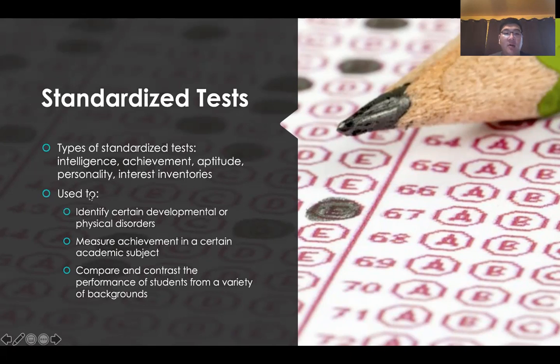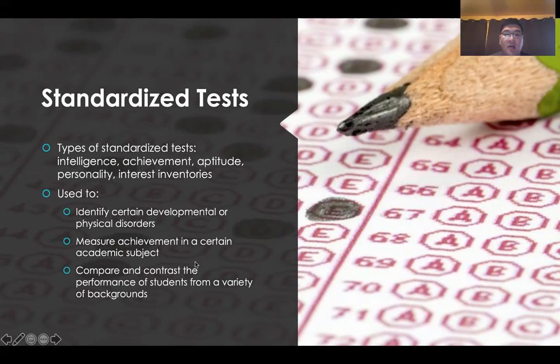And then standardized tests are used to identify certain developmental and physical disorders. So as stated previously, we can diagnose with these tests if they get below a certain score. Then we can also measure achievement in a certain academic subject. So we can see how they score in different areas or different subjects, and then we can target areas that they're weaker at when they have lower scores.